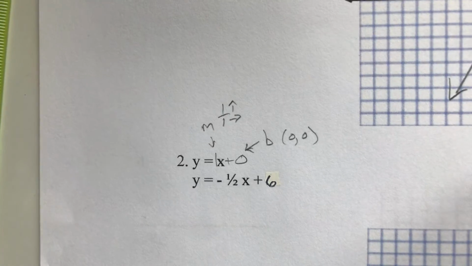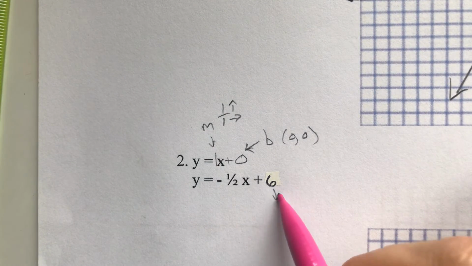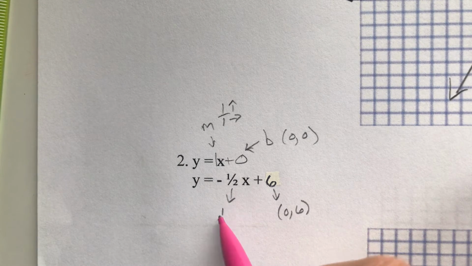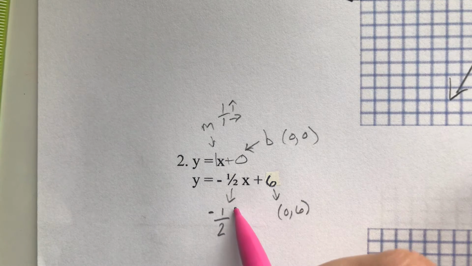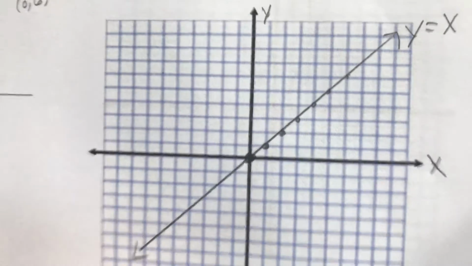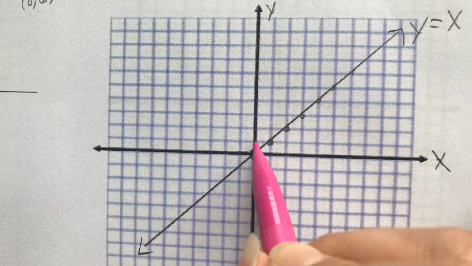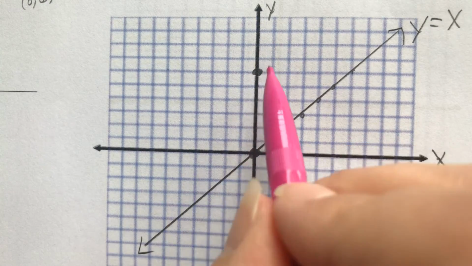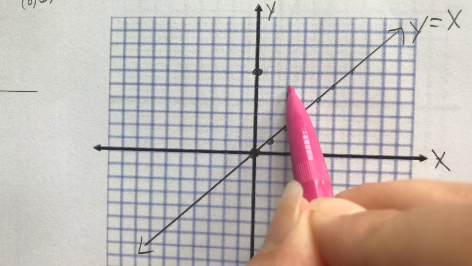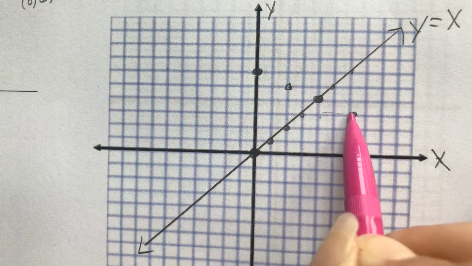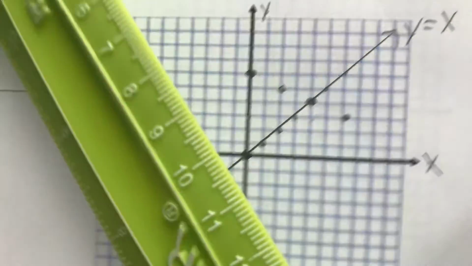All right, so taking a look here. Now we've got our b at 6, so that's the coordinate (0, 6). And then I'm going to move -1/2, so that means down and right. I'm starting at +6: 1, 2, 3, 4, 5, 6. And I'm going to move down 1, right 2, down 1, right 2. Perfect. So I see where it crossed.